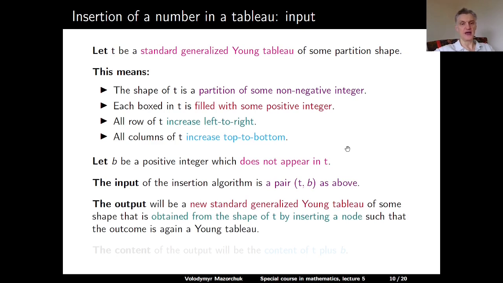The input of this insertion algorithm is a pair of such T and b, and the output will be a new standard generalized Young tableau of some shape, and that shape is obtained from the shape of T by inserting a node somewhere such that the new shape is again a Young diagram. That's usually called an insertable node. And the content of the output will be the content of T plus the new integer b.